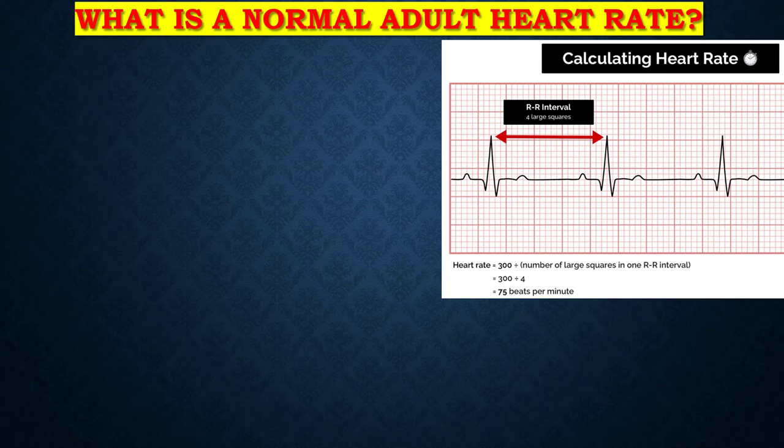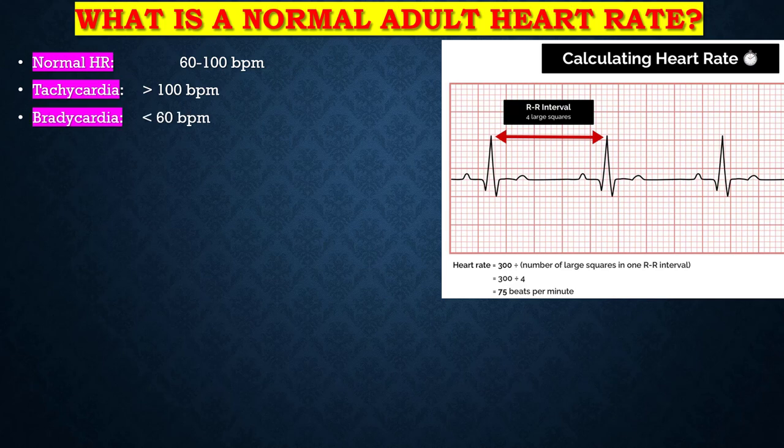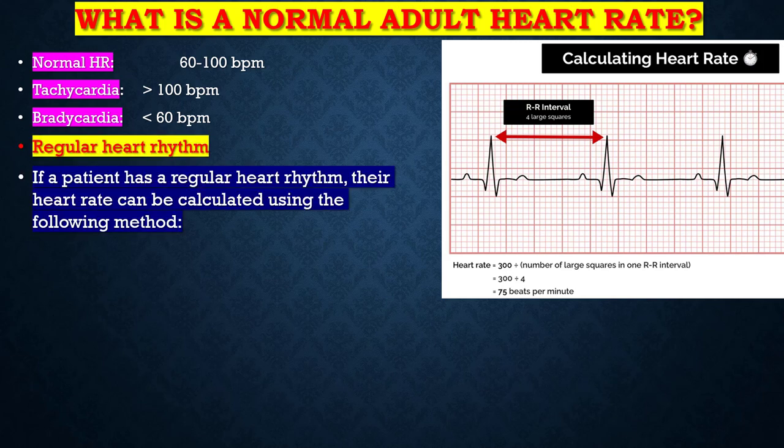What is a normal adult heart rate? The normal heart rate of an adult is 60 to 100 beats per minute. Tachycardia is when the heart beats more than 100 beats per minute, and bradycardia is less than 60 beats per minute.